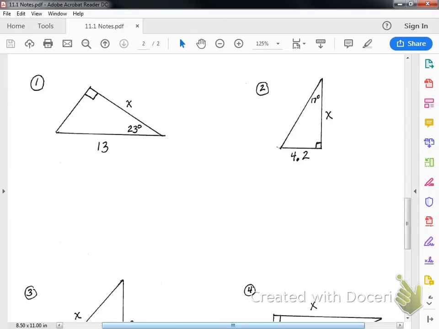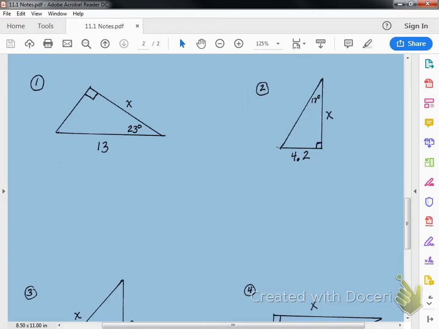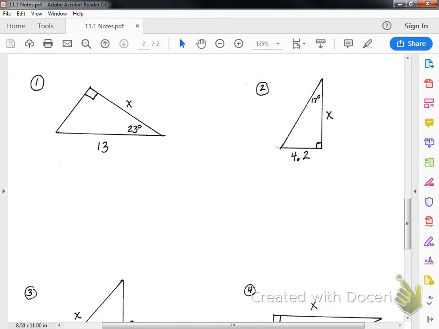All right, so the hardest part is deciding which trig function you want to use. So here is the angle that we're looking at, the 22-degree angle. So what information do I know?